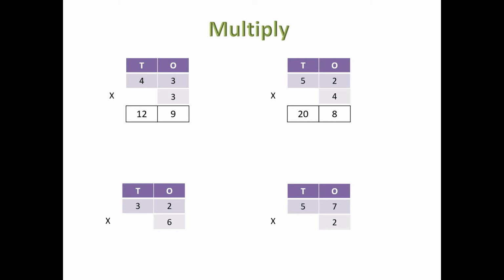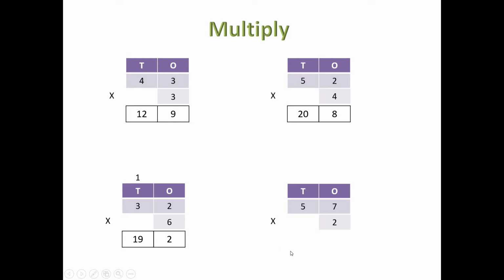Next is 32 into 6. So let's multiply 6 into 2. 6 twos are 12. So carry 1 and write 2 down in the answer. 6 threes are 18 and plus 1 that is carried over, so 19. So the answer is 192.